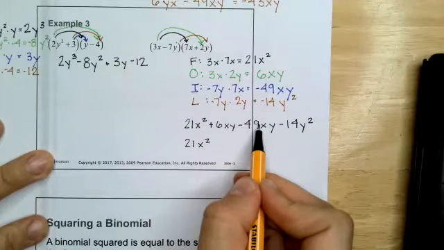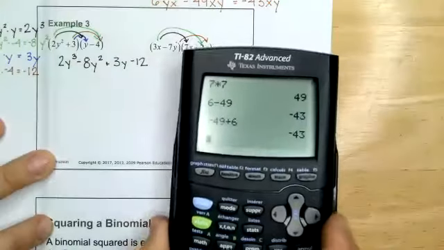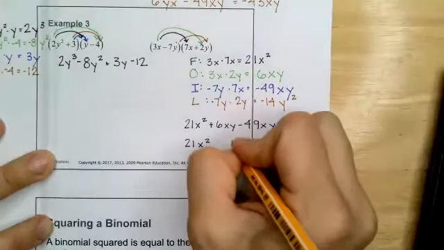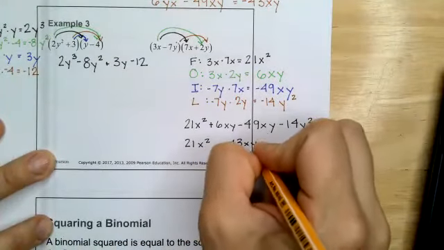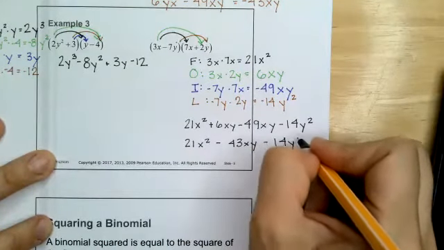You're combining 6 and 49, but their signs are different, so you're subtracting. 49 minus 6 we saw was 43. And then keep the signs. So it's minus 43xy minus 14y squared.